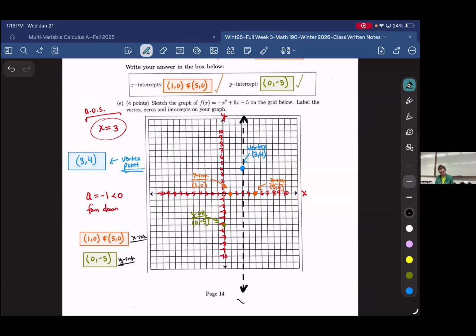So we have x is equal to 3. This is our axis of symmetry, which means when we reflect that y-intercept 1, 2, 3 units, we have 1, 2, 3. Plot that point.